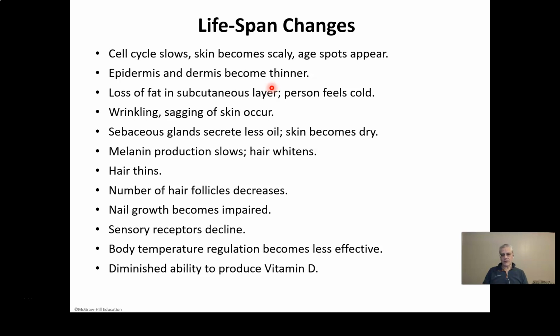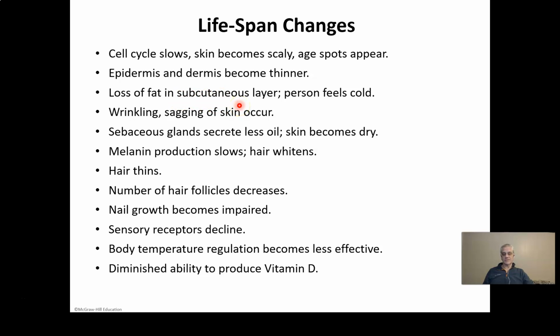Prednisone is a classic one for making thin skin. Thin, very breakable, easily breakable skin. We call it friable skin. Prednisone is responsible for that. And prednisone is used in a lot of diseases to mitigate some of the problems with those diseases. You tend to lose subcutaneous fat.